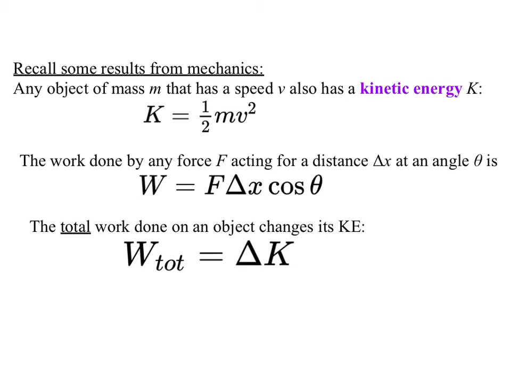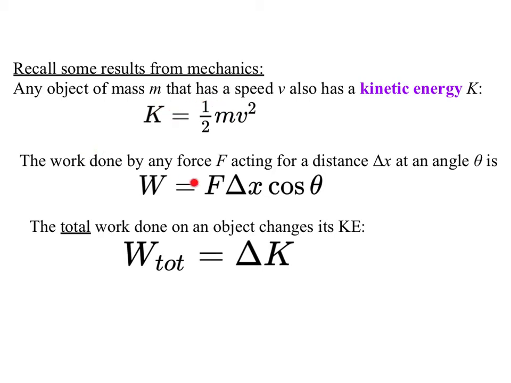First, let's recall some results from mechanics. These are things that were true in mechanical systems and will extend and still be true in electric systems. Any object of mass m that has a speed v also has a kinetic energy K, where K is 1/2 mv squared. This one you can probably do in your sleep.